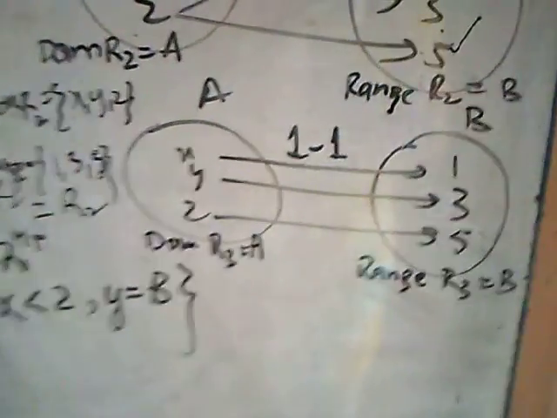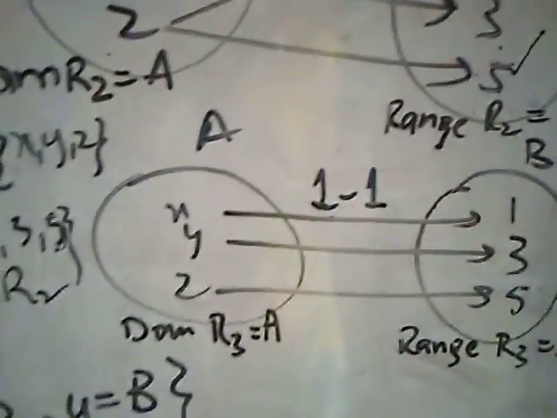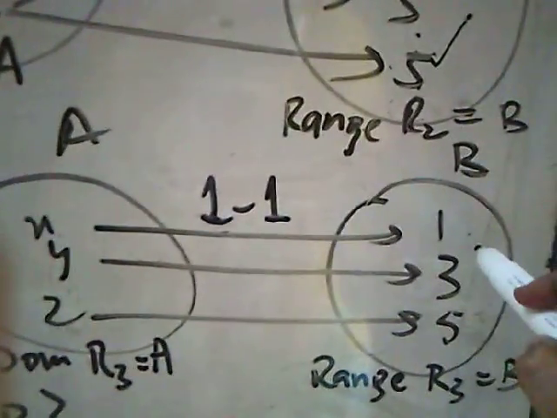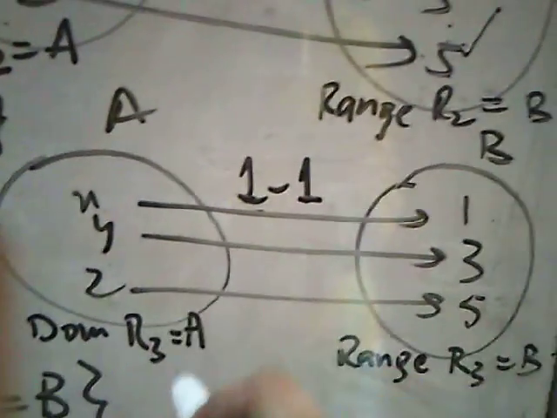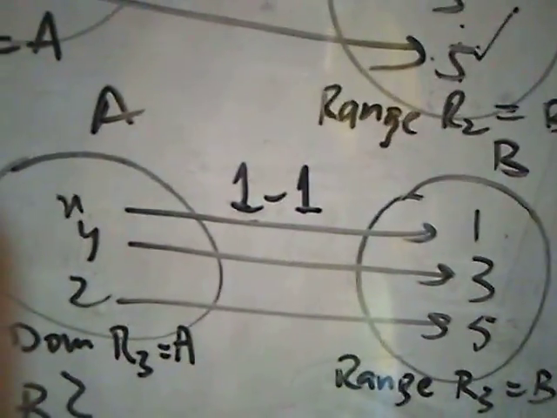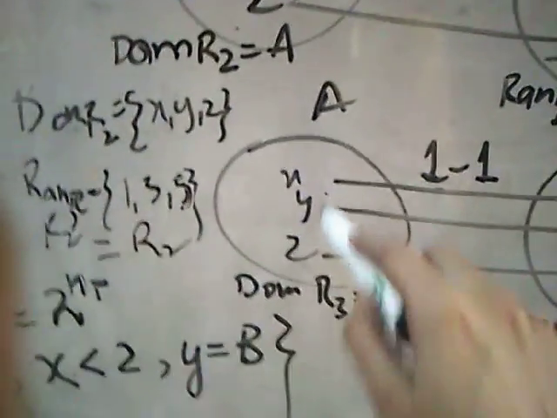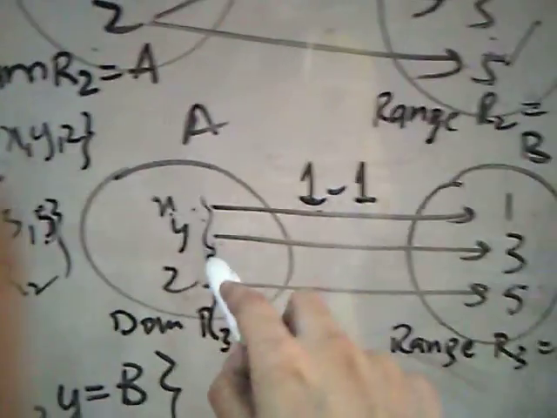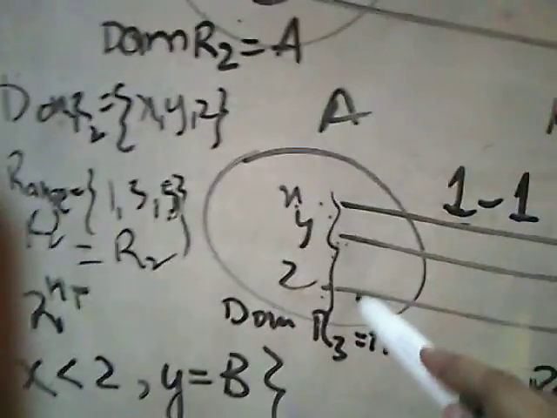Now moving on to another type of function. In this function, look at the mapping. x is mapped with one element 1, y is mapped with one element 3, z is mapped with one element 5. There is no repetition in the second element, and there is also no repetition in the first element. Since there is only a single element attached with each first element, and a single element in return, this is 1-1 correspondence.